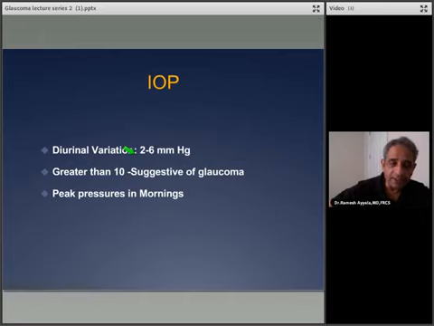There is a diurnal variation of the intraocular pressure, like I mentioned, based on the diurnal variation of the aqueous production. This variation can be between 2 and 6 millimeters of mercury. A diurnal variation greater than 10 millimeters of mercury is suggestive of glaucoma. Peak pressures are typically in the morning.